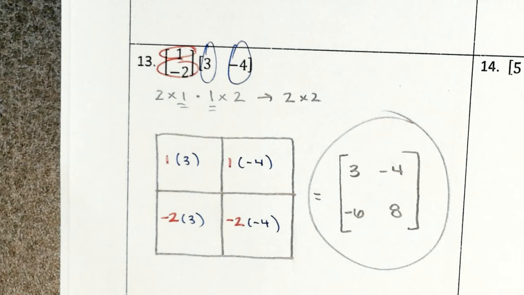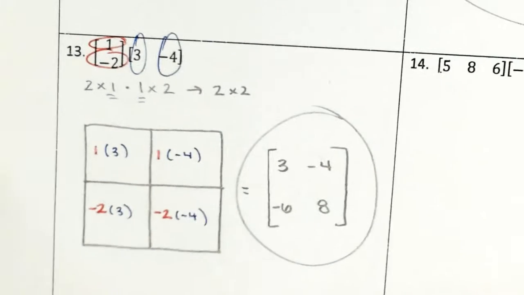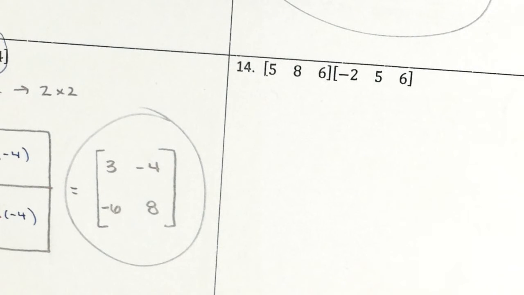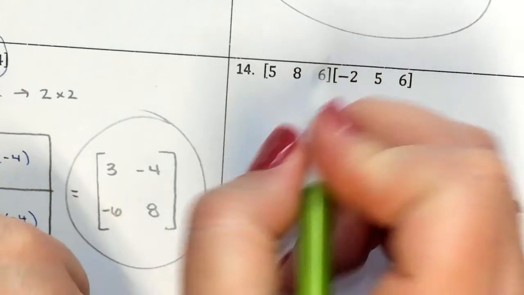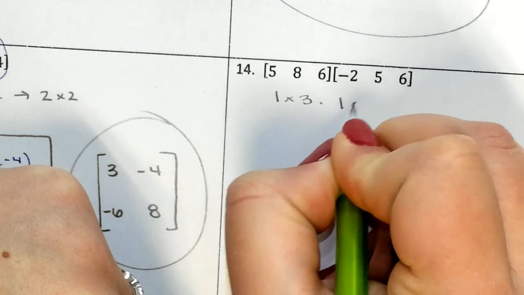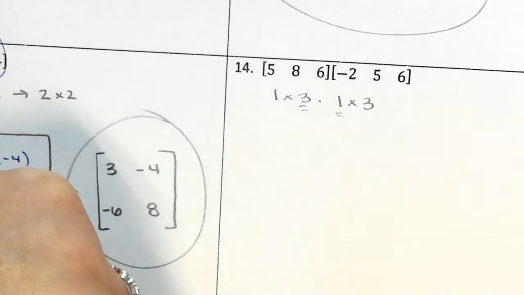All right, here we go, number 14. How do I do number 14? That's the multiplication going on. What am I going to do? No, 15 on number 14. Sorry. Write down the dimensions first. Okay, so what are the dimensions here? 1 by 3 times, what are the dimensions here? Can I multiply these? No, you cannot.